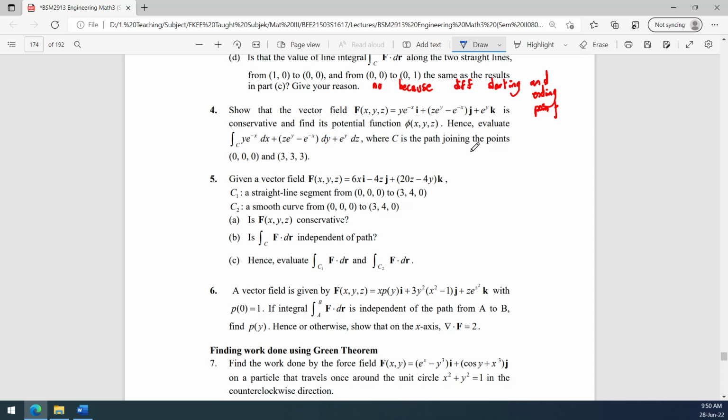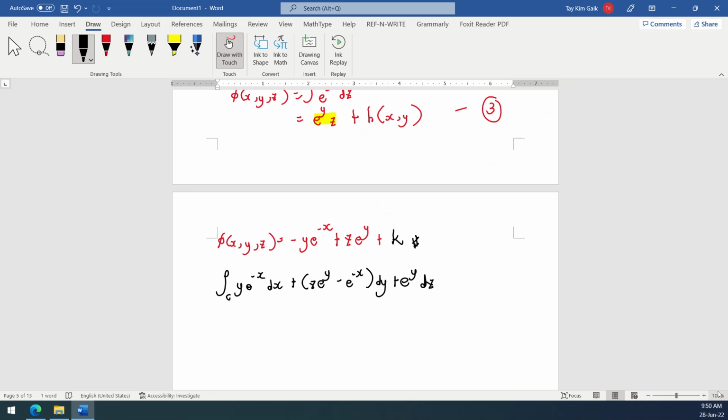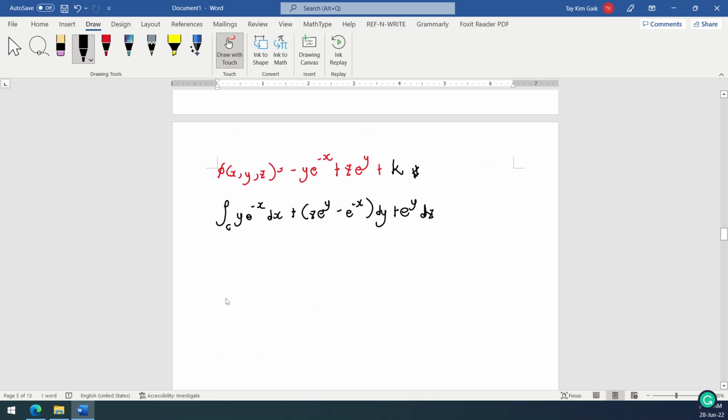When f is conservative, normally we have the line integral of f dot dr. When f is a conservative vector field, for the line integral of f dot dr you can use a potential function. Here, when you evaluate, your line integral f dot dr is equivalent to the integral of m dx plus n dy plus p dz. Let's say the component i of your vector f is m, component j is n, component k is p.